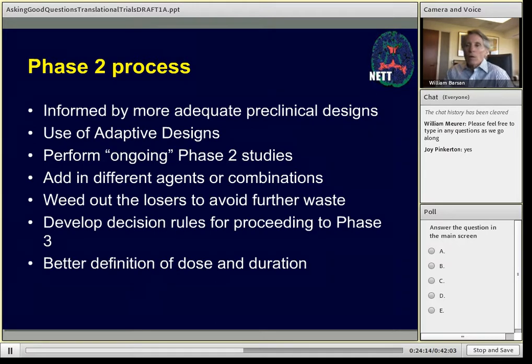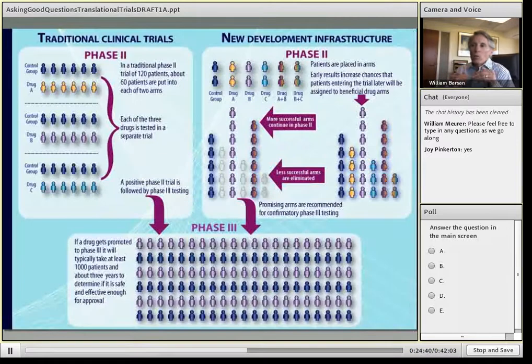And we also need better dose and duration finding. So phase 2 process in human trials, again, will be informed by more adequate preclinical designs. I feel that adaptive designs could be very helpful in this phase for sure. And again, doing the same kind of thing where you're having ongoing phase 2 trials where you can basically look at different drugs or combinations, and when you get to a point where you've got a decision rule that says, okay, right now we're at the point with this drug or combinations that we have a 60% chance of succeeding in a phase 3 trial.